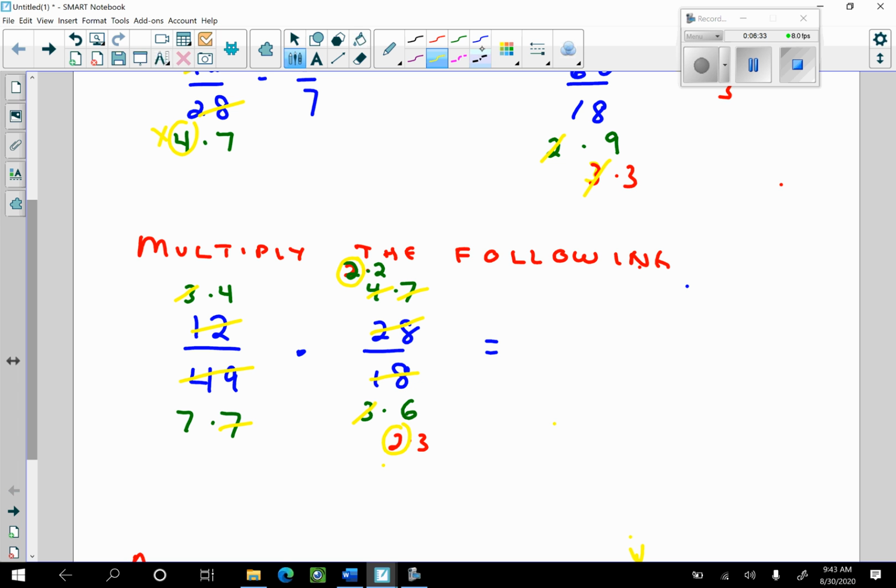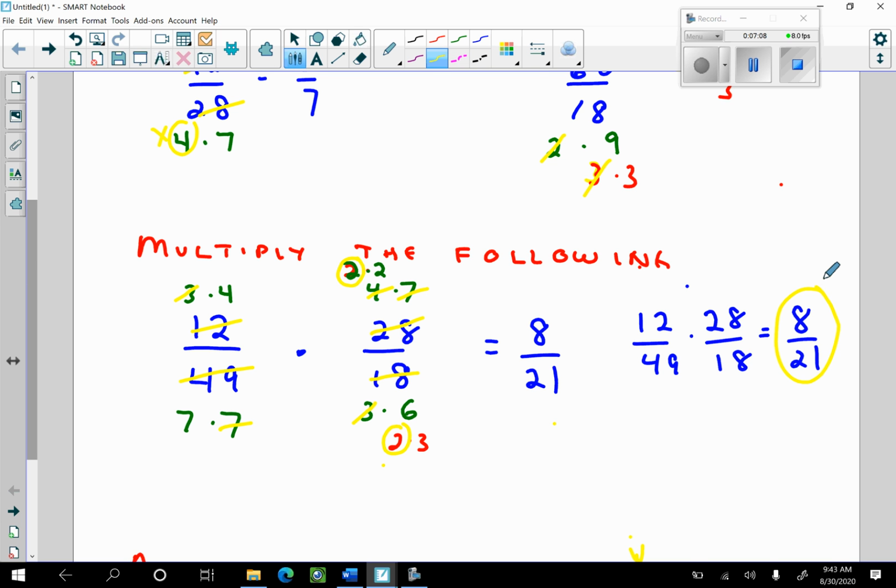They're gone. So then all I have left, so I have a prime number, and I don't have any other factors of 3 up here. So I have 4 times 2 is 8. And I have 7 times 3 is 21. And so who would have thought that 12 over 49 times 28 over 18 was equal to 8 over 21, and it is. And not only is it 8 over 21, I know for a fact that this one is reduced already because I canceled all of the like factors.